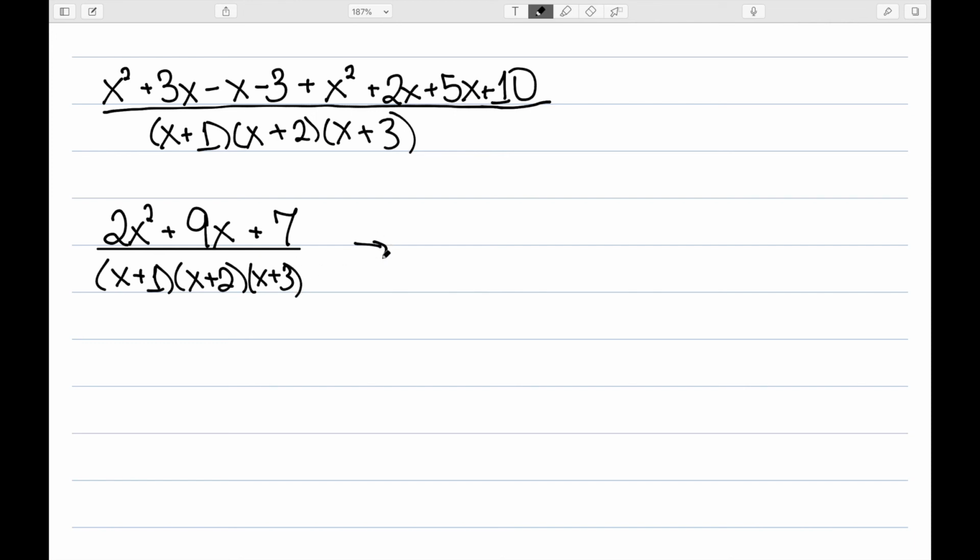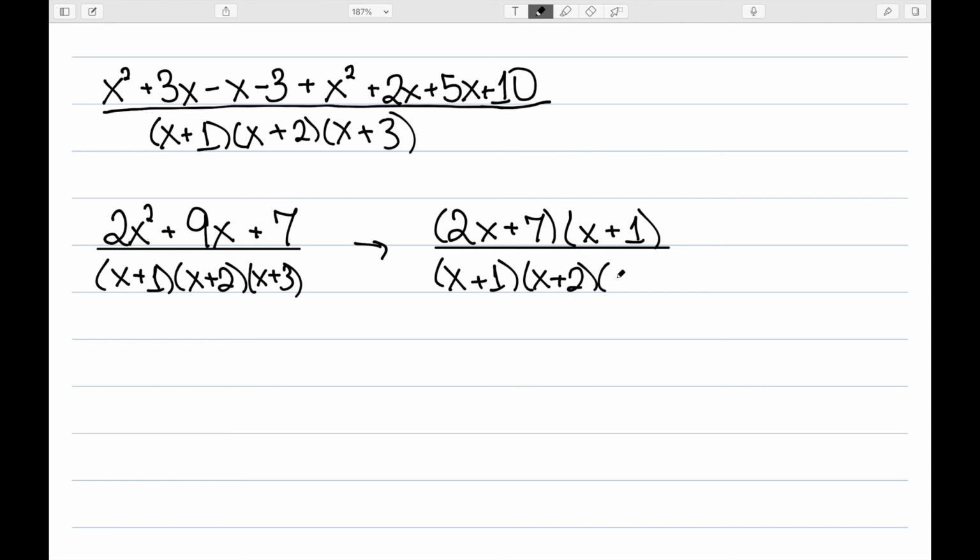And we can actually factor this numerator. This factors into 2x plus 7, x plus 1, all over x plus 1, x plus 2, x plus 3. And now I can see the x plus 1s on both the numerator and denominator. So I'm left with 2x plus 7 over x plus 2, x plus 3.